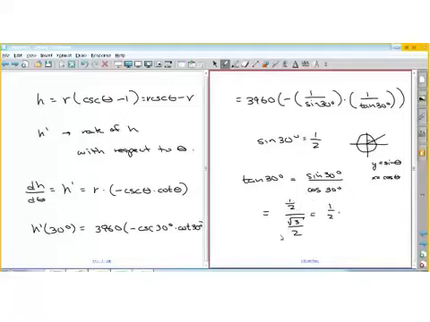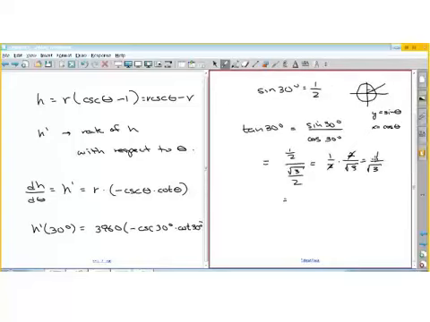Okay, now what is that? 1/2. I'm going to take the reciprocal of that, of this. So 2 becomes the numerator, square root of 3 becomes the denominator, cancel those out, and I get 1 over the square root of 3. And I can multiply both the numerator and the denominator by the square root of 3, and so I get square root of 3 over 3. So that's the tangent of 30 degrees.